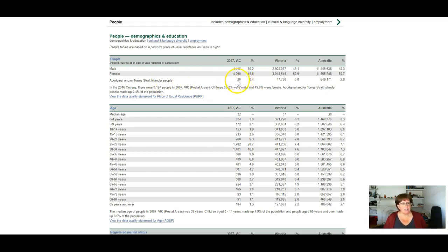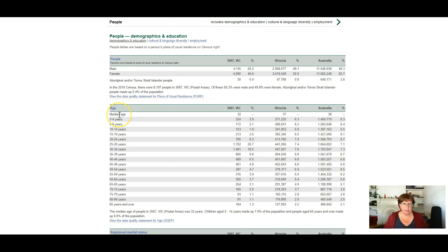And the number of Aboriginal and Torres Strait Islander people is only 30, so very, very low for this particular area. That's 0.4% of the population of the area, while across Victoria it is 0.8%, with 47,000 people, and across Australia 649,000, which is 2.8%. So you can see how it compares against the state and the national figures.